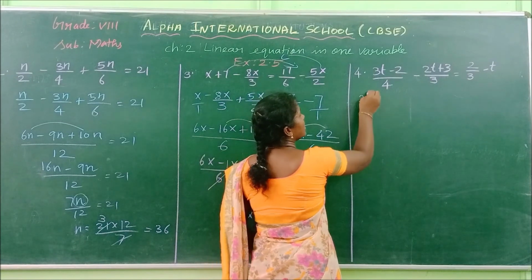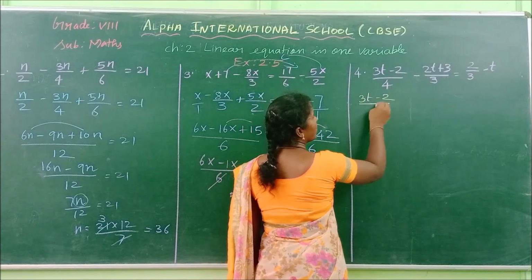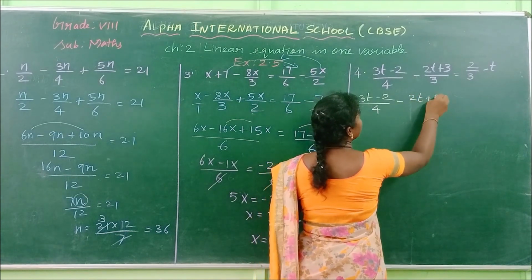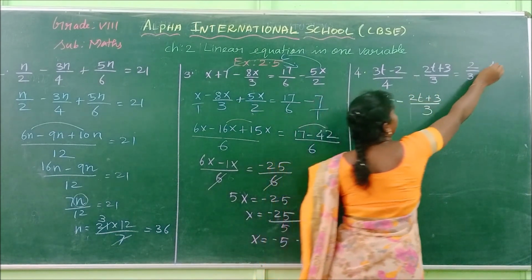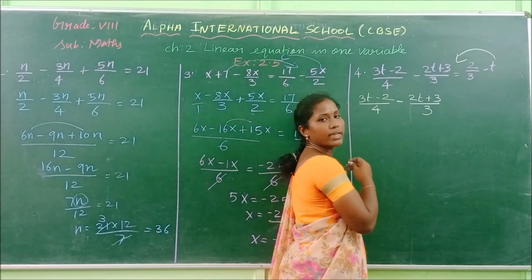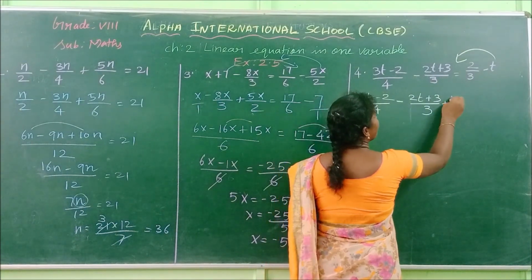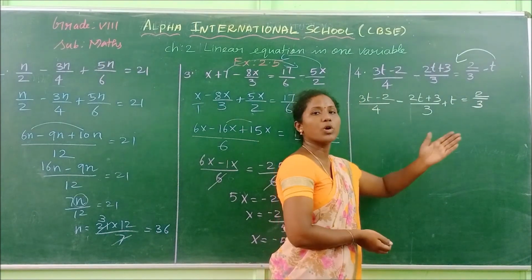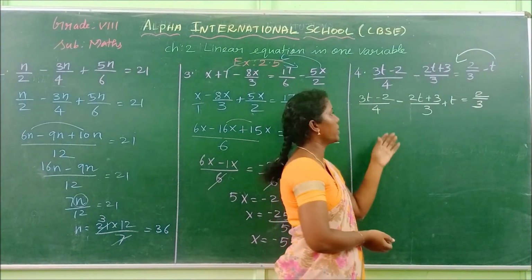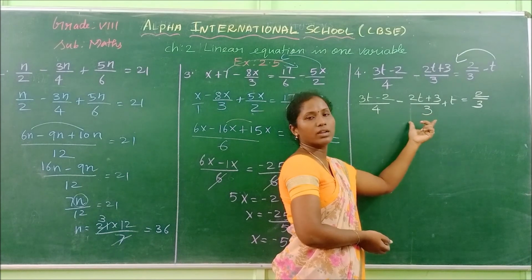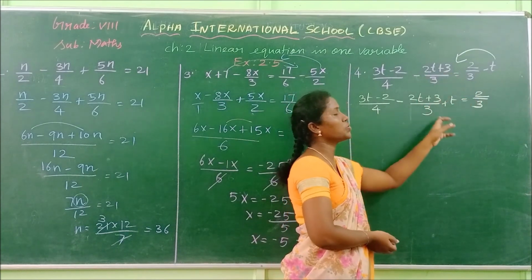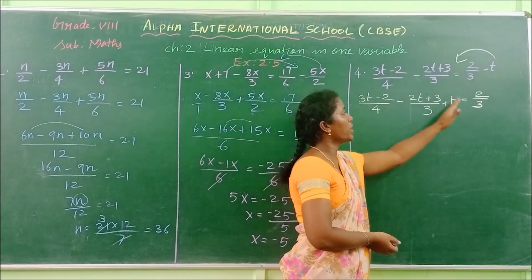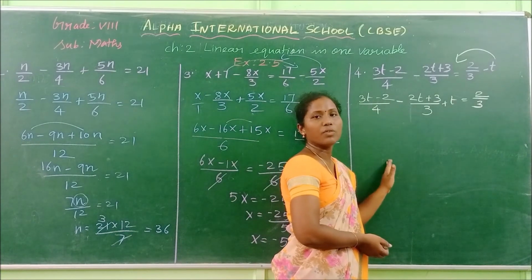See, 3t minus 2 by 4 minus 2t plus 3 by 3. And here is a variable t. So group to one side of the equation. Minus means it is plus t is equal to 2 by 3. What we did in the first step, we have grouped all the variables to one side of the equation. So already two terms are here only, we are taking minus t to the one side of the equation. So plus t is equal to 2 by 3. Now we are going to solve this and we are going to find the value of t.